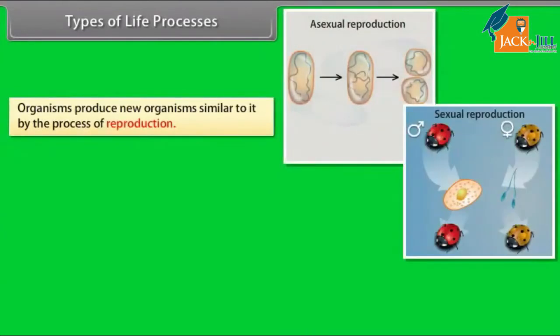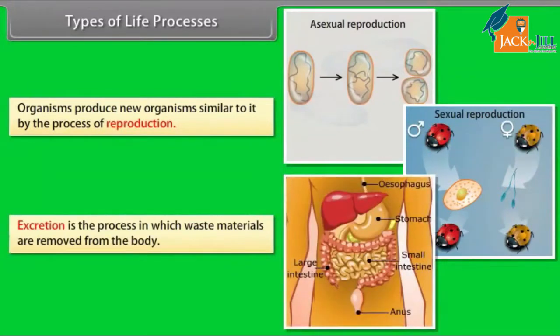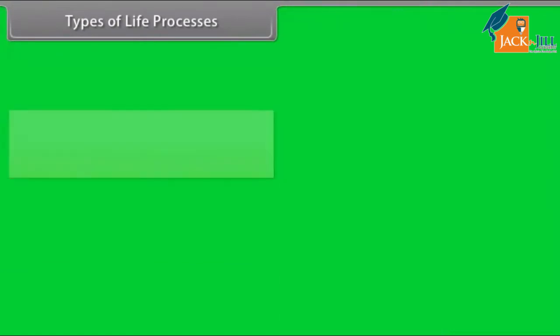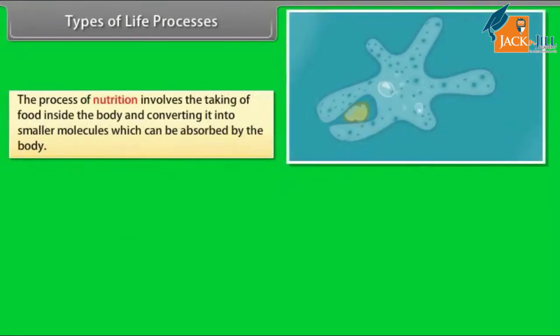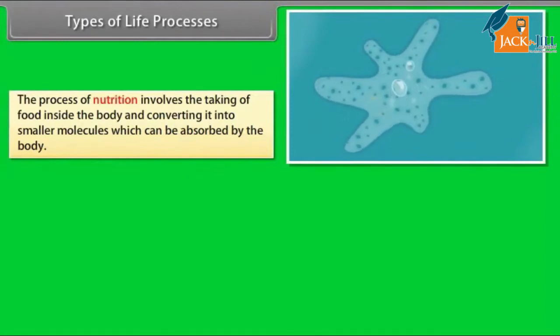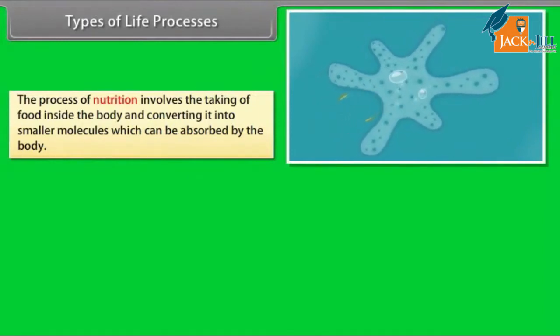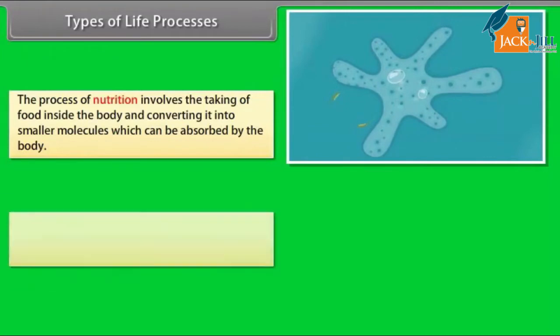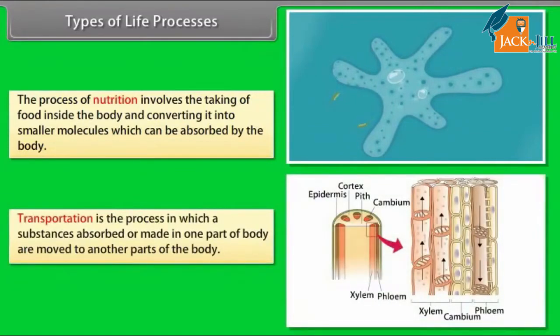Organisms produce new organisms similar to themselves by the process of reproduction. Excretion is the process in which waste materials are removed from the body. The process of nutrition involves taking food inside the body and converting it into smaller molecules which can be absorbed by the body. Transportation is the process in which a substance absorbed or made in one part of the body is moved to other parts of the body.